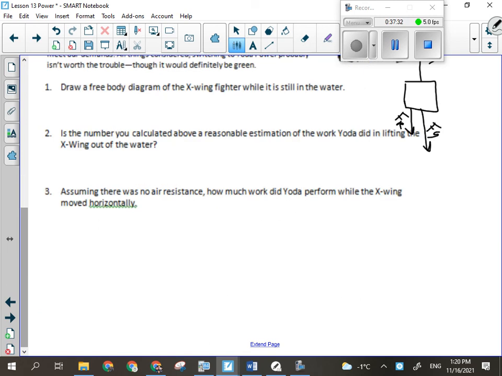Now, assuming there was no air resistance, once he had lifted the X-Wing out of the swamp, he moved it horizontally through the air. Did he do any work during that part? Remember, the definition of work is that there's a change in mechanical energy. He moved it at a constant speed through the air. No, it didn't require any work at all. It was already above the ground. He had already done the work. Moving something without changing its height or speed means there's no change in energy, thus there's no work being done. So that would have been the easy part. You just move it through the air like that. That makes sense to everybody.